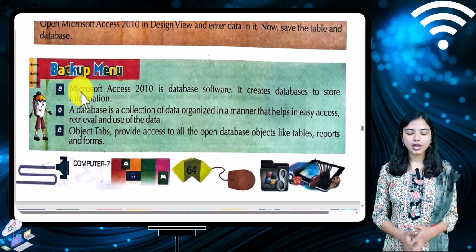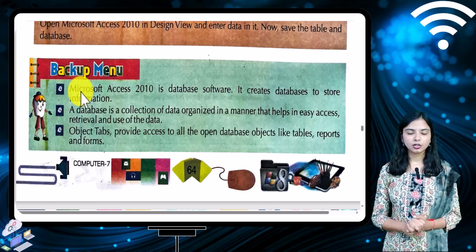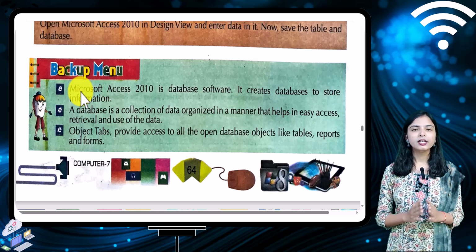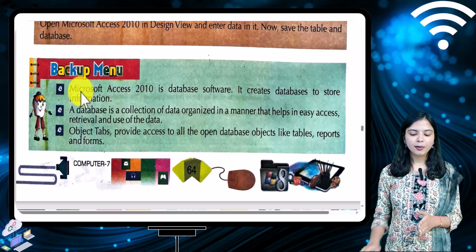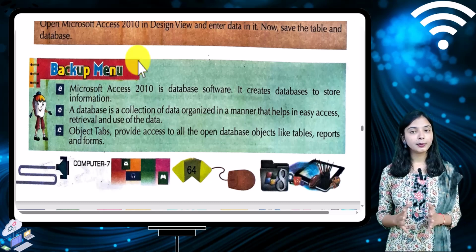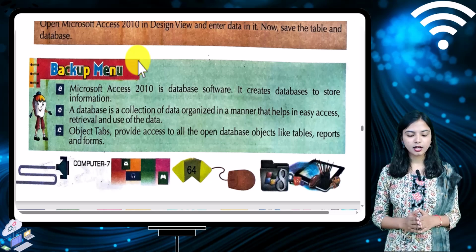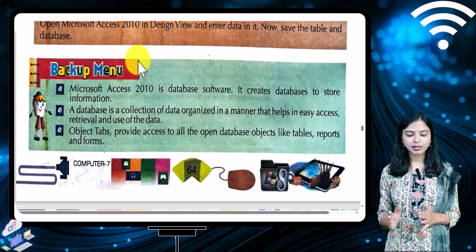Okay students, so here you have learned about how to create the database in your Microsoft Access. Okay, so these are the backup points that we are going to study. So these are the most important points of this chapter. So your point number one is Microsoft Access 2010 is a database software. It creates databases to store information. Okay, a database is a collection of data organized in a manner that helps in easy access, retrieval, and use of the data. Object tabs provide access to all the database objects like tables, reports, and forms.